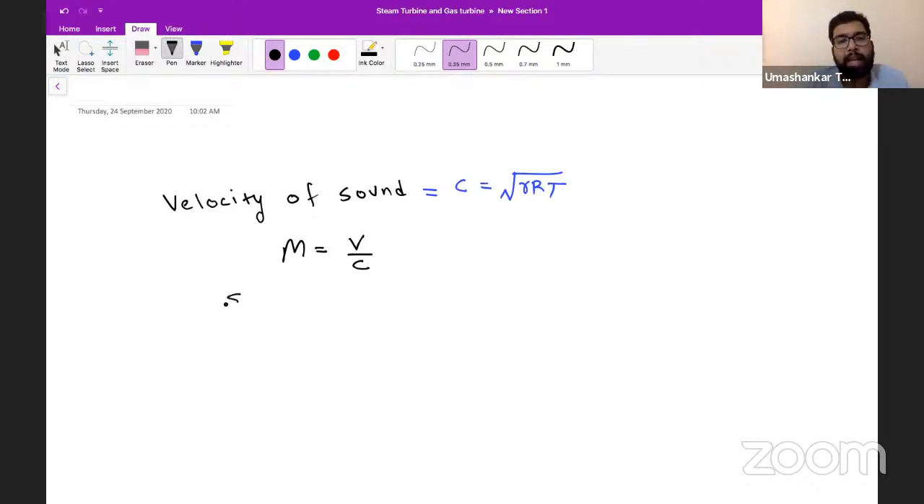And then in the last lecture, we have seen the stagnation properties as well, and we developed some expressions for stagnation properties. So this much we have seen in the previous lecture.